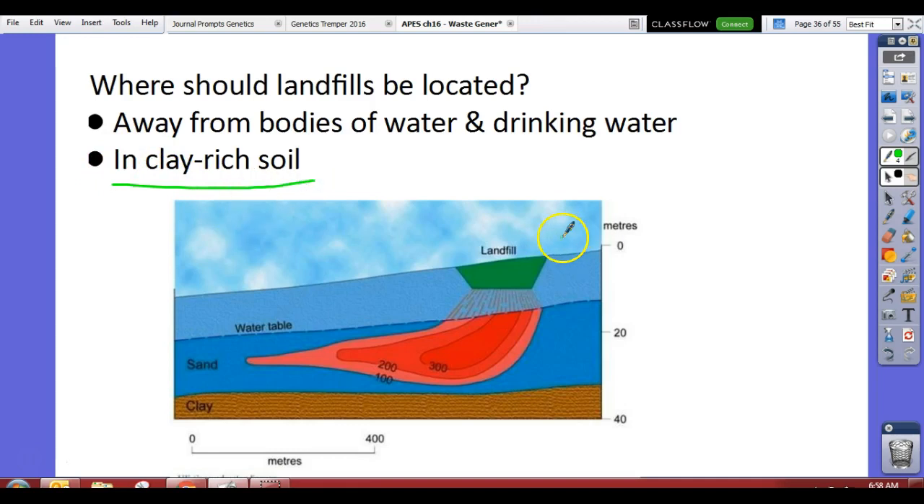We also want to put it in clay. Remember we talked about clay? Clay has some properties that make it really good for a landfill. It doesn't allow water to go through it, because clay prevents water from going through it really well. That's why we use a clay liner, so we can contain the area from the landfill if we have a bunch of clay in the soil. So what are some problems then with landfills?